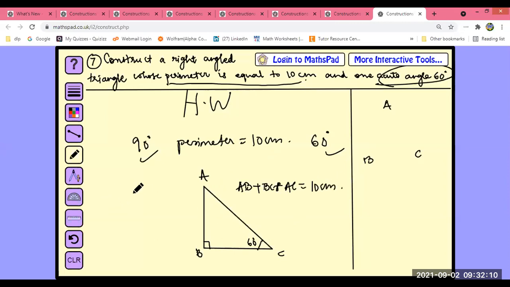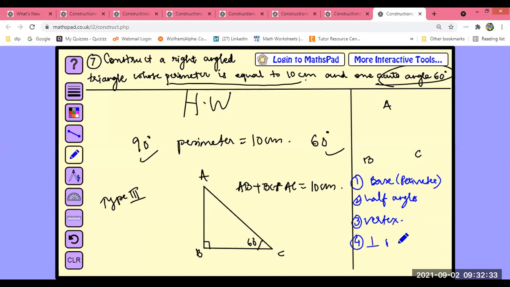This is type 3 construction where we are given the perimeter. And what are the steps? Step 1, we have to draw the base. That is, we have to draw the perimeter first. Then half of the angles. Okay, wherever the angles meet, label that point. That is the vertex. And then draw perpendicular bisectors. Drawing the perpendicular bisectors, you get the other two remaining vertices on the base, right? And joining the correct points, you get the triangle. Okay, that completes the construction for type 3.